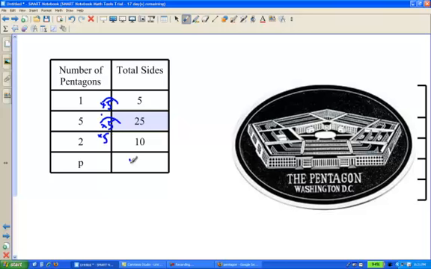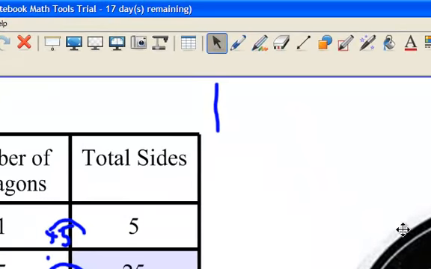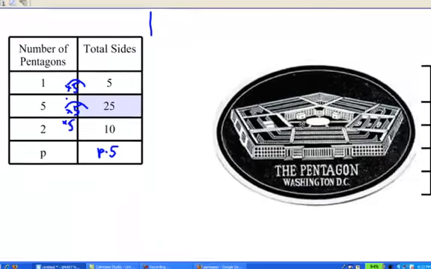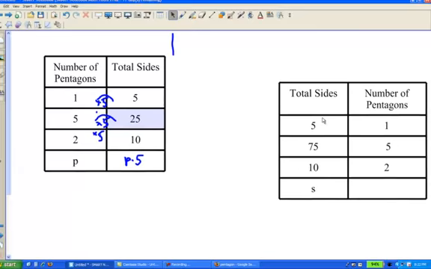And so I'm going to put p, and what's the rule here? Times 5. And again, we have an expression because we have a variable, an operation, and a constant. That one right there was p times 5. But this one right here is, I'm going to move my pentagon. So you can see here, the total number of sides is 5. And the number of pentagons. It's very similar to the last problem, but it's not exactly the same.